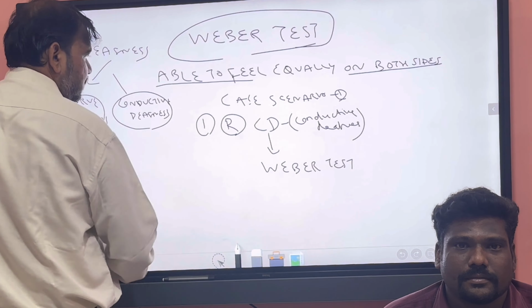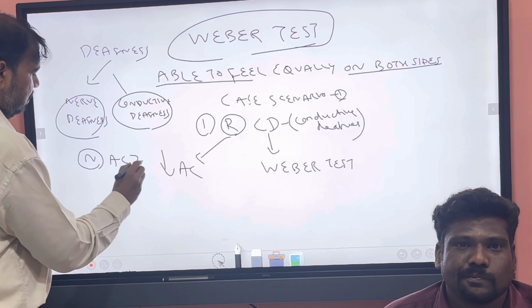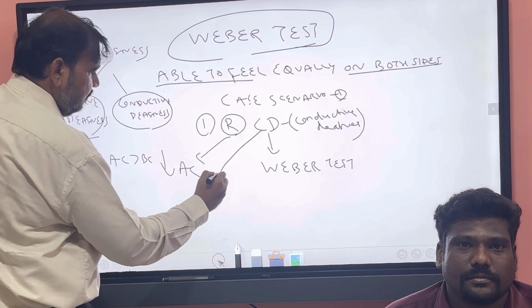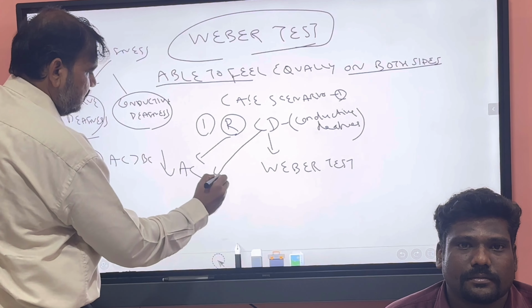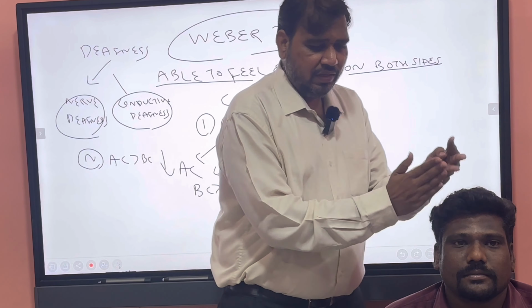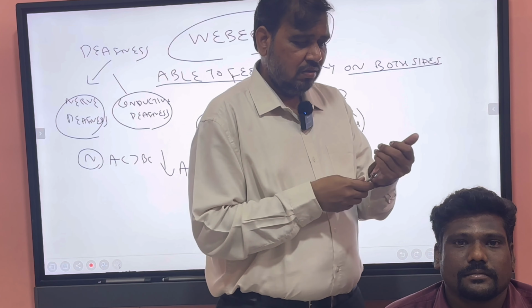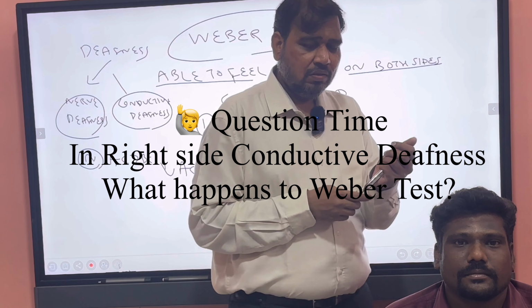Conductive deafness means air conduction is decreased. Normally air conduction is greater than bone conduction, but in conductive deafness bone conduction will be greater, as air conduction is gone. Now for him, right side air conduction is gone. Tell me, you can even pause the video and try to answer. This side air conduction is normal, bone conduction is normal. This side has conductive deafness, so air conduction is gone. So what will happen? Bone conduction will be more. That is called the masking effect. So let us check.